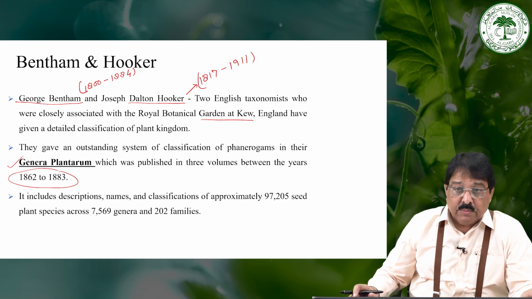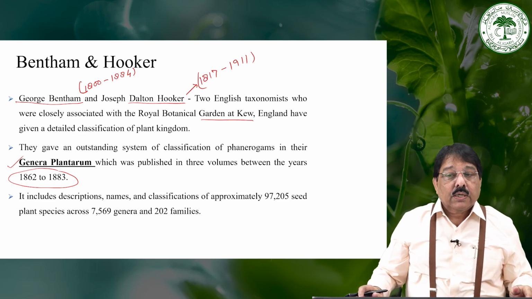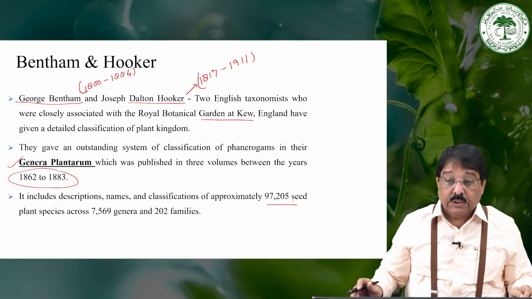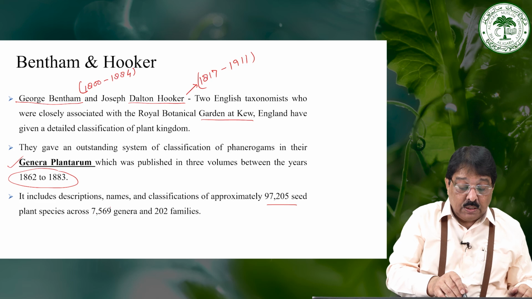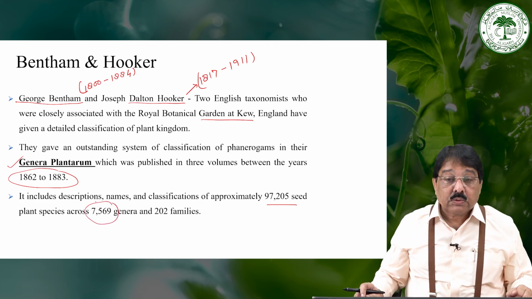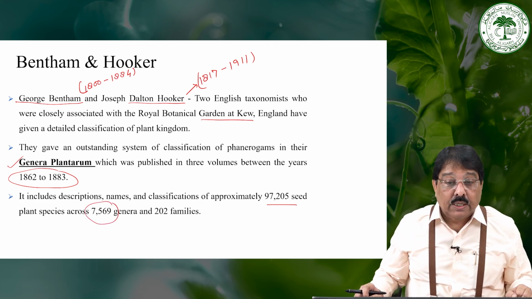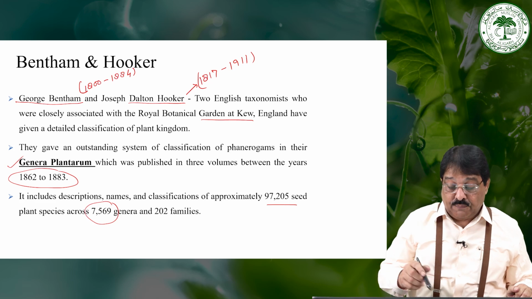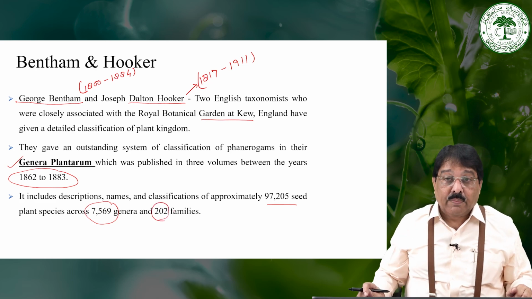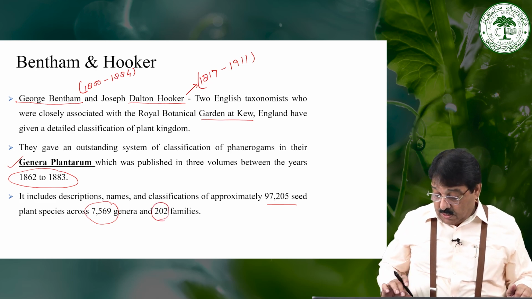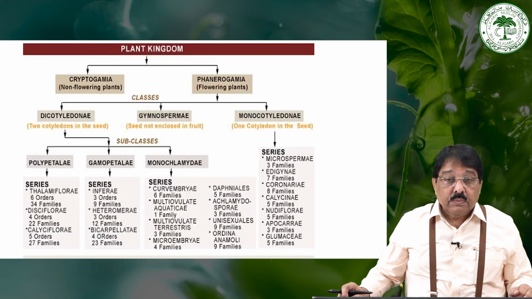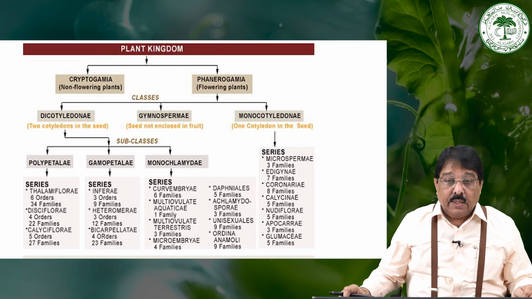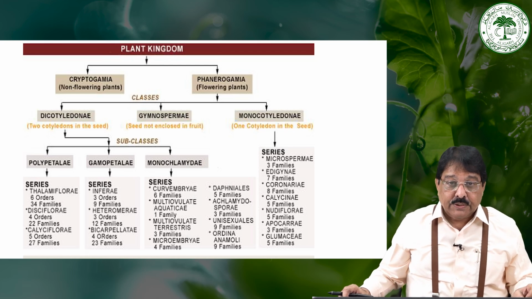And the system of classification includes 97,205 species belonging to 7,569 genera of 202 families. Then the outline of the system of classification.